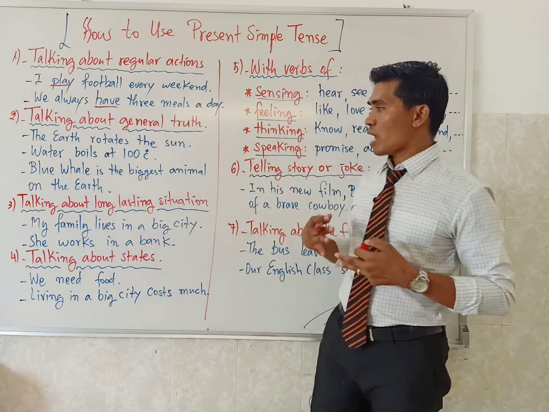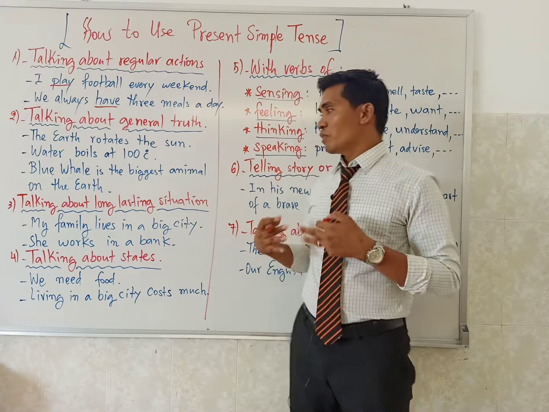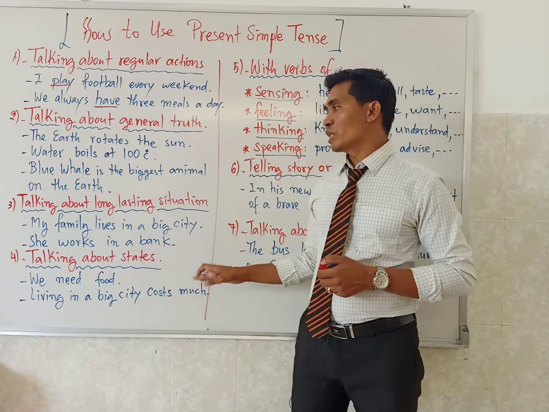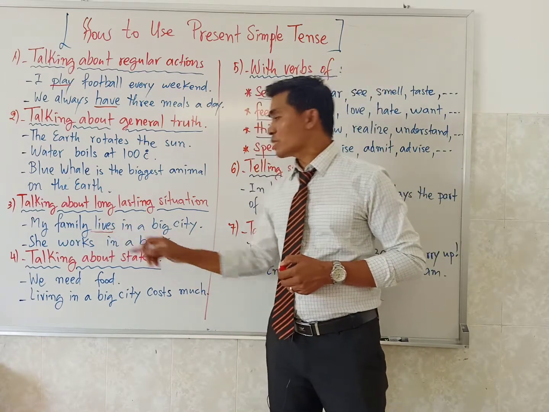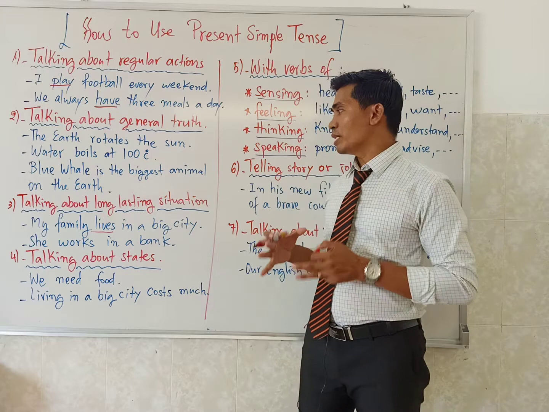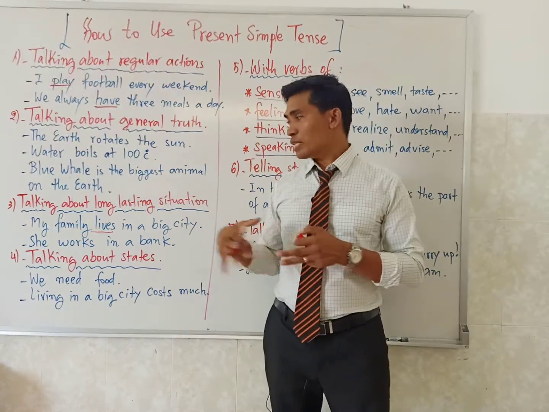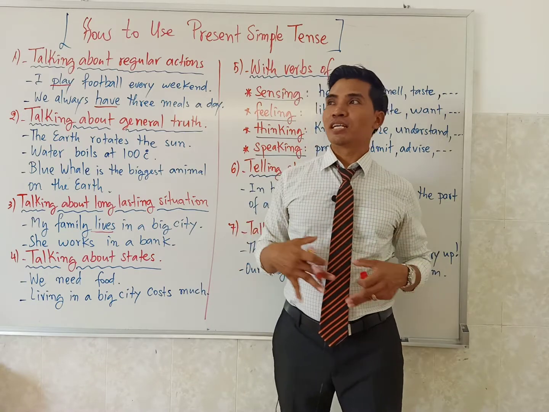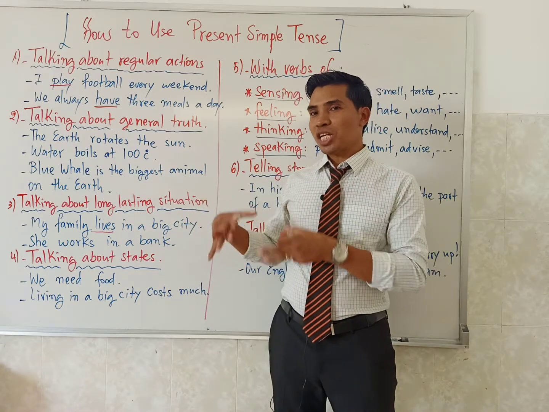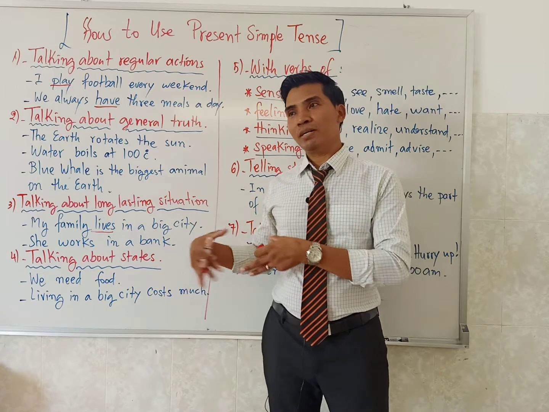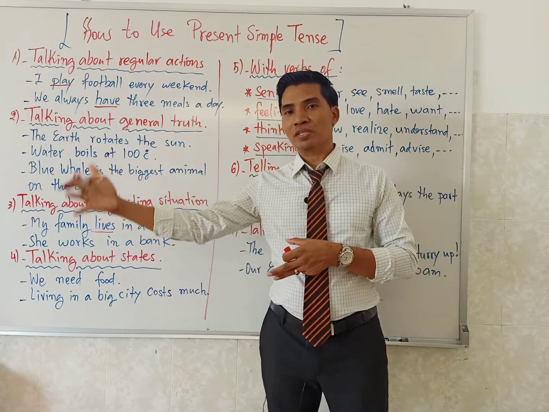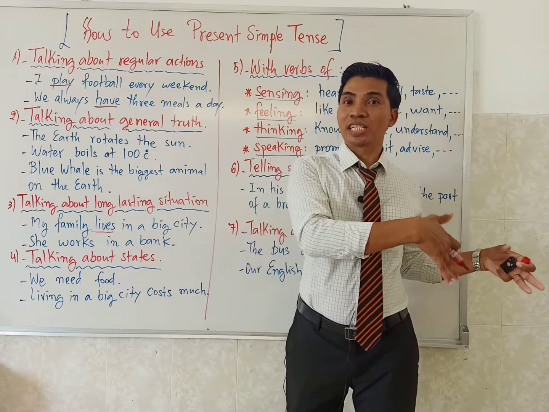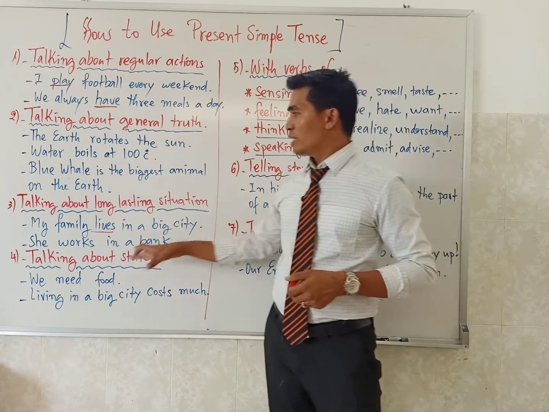Okay, long-lasting situation. For example, my family lives in a big city. So when you say my family lives in a big city, it means that is the situation, that this verb expresses a long-lasting situation, that you did not just move to live in the city last month, but many years ago, and now still happening, and also in the future it still continues.